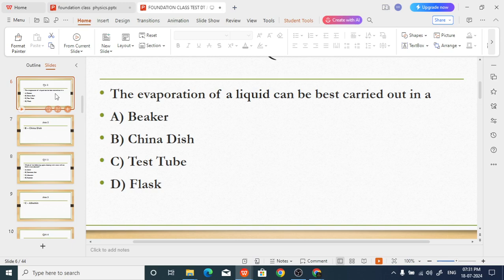What is the answer? China dish. Why? What is the reason? More surface area. Correct. More surface area is exposed to the atmosphere. That is the answer. Very good. So good going.